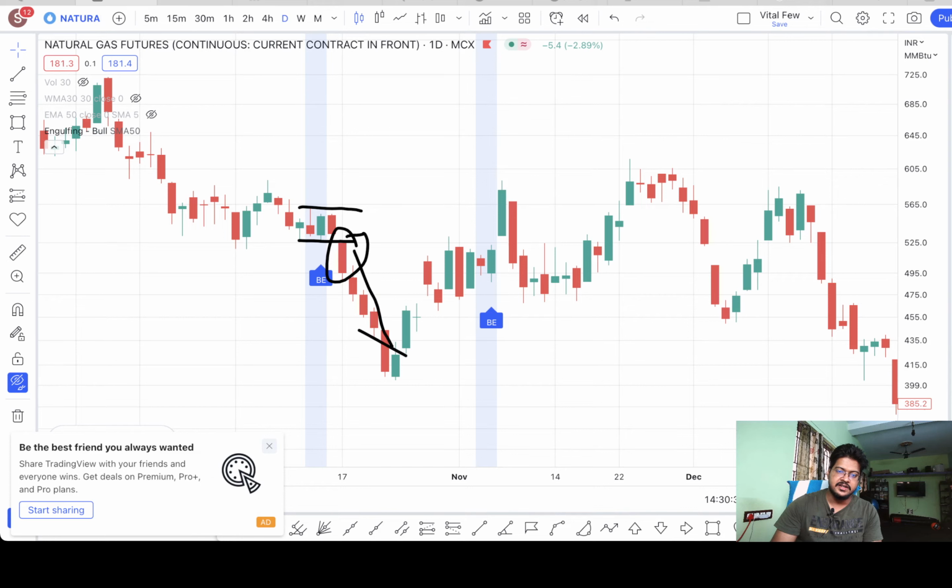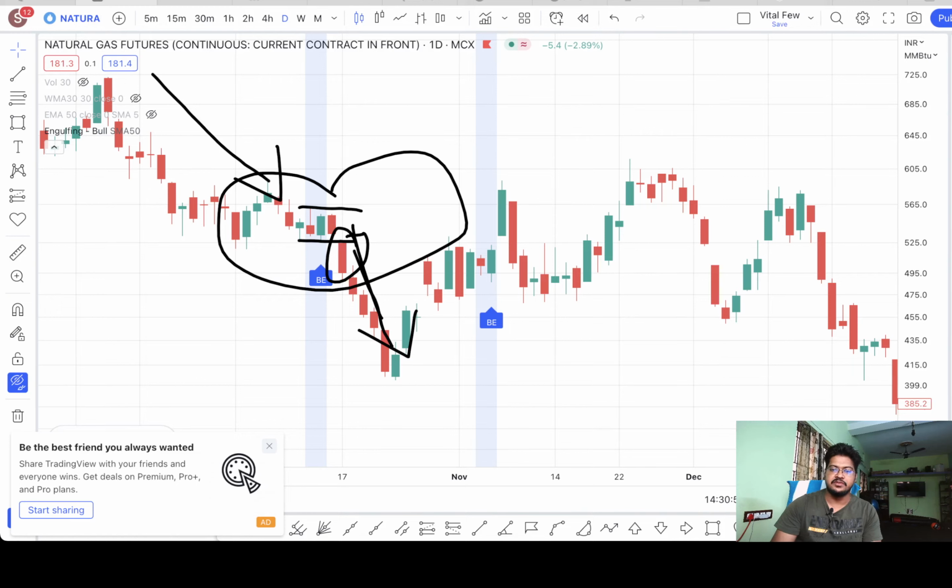down. Because if you remember what was the first criteria I told, check where the trend is coming from, and you can clearly see the trend is coming from higher side, which means a downtrend was already there. That's why it went down.